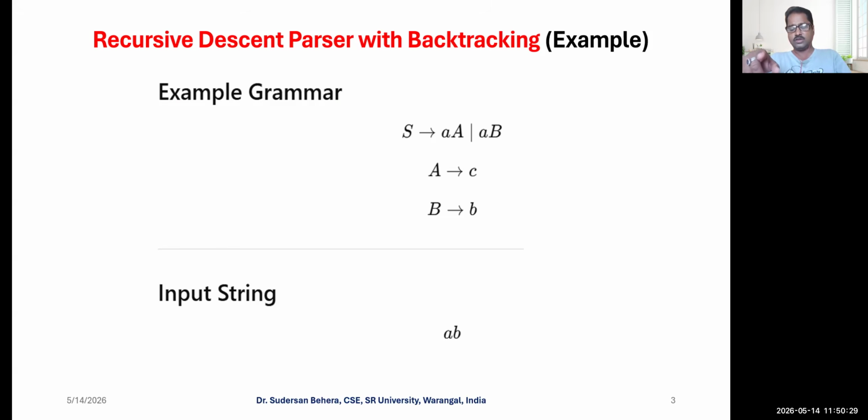A. If you choose small a followed by capital A, later capital A needs to be replaced by C. So what you are getting there is AC, that is not a valid string, not the target string. Rather, the target string is AB. So here we can easily say, sir, S derives AB. If I take S derives small a followed by capital B, later I can replace capital B by its production, small b. So I can easily reach my target string, that is small a followed by small b.